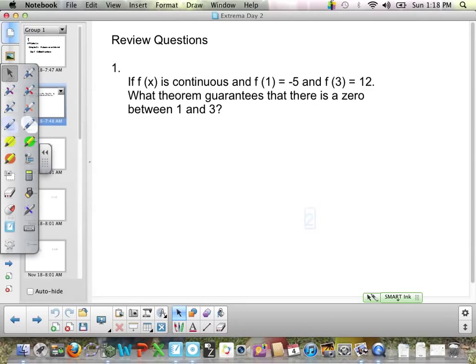Review. If f of x is continuous, and f of 1 equals negative 5, and f of 3 equals 12, what theorem guarantees that there is a 0 between 1 and 3? And the correct answer is the intermediate value theorem.